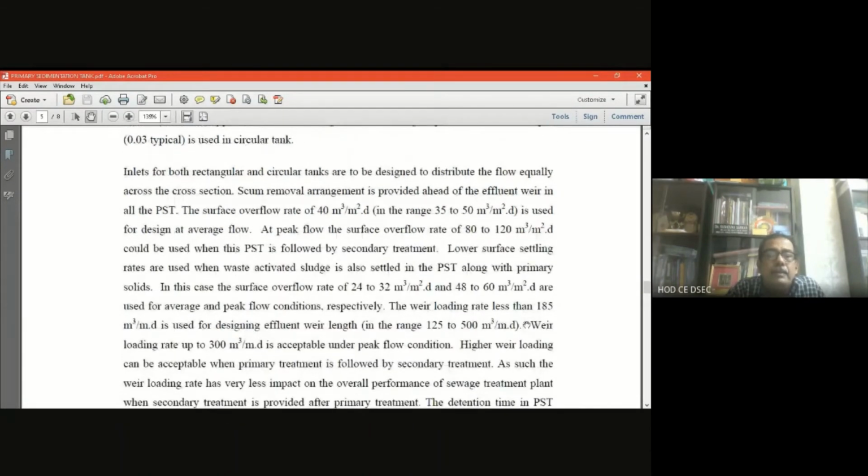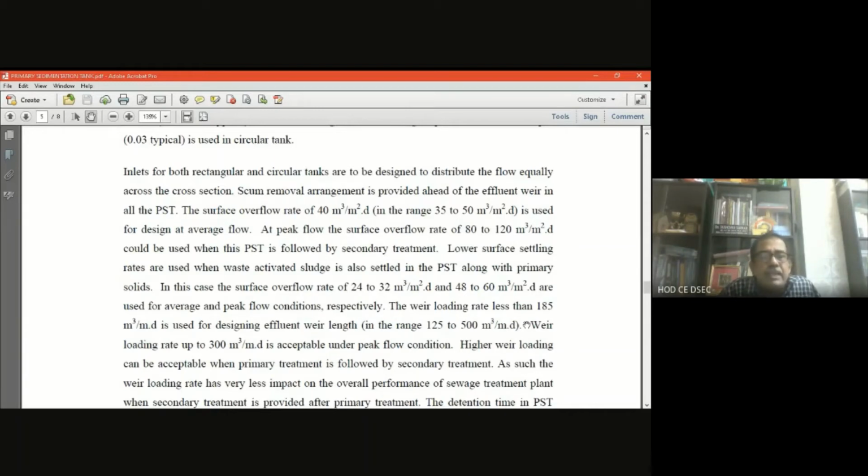Now, the inlets for both the rectangular and circular tanks are designed to distribute the flow equally across the cross section. It has to be kept in mind that flow should be equal across the cross section. And a scum removal arrangement is provided ahead of the effluent weir. So that is being taken care of. The arrangement has to be provided at the effluent weir in the primary sedimentation tank.